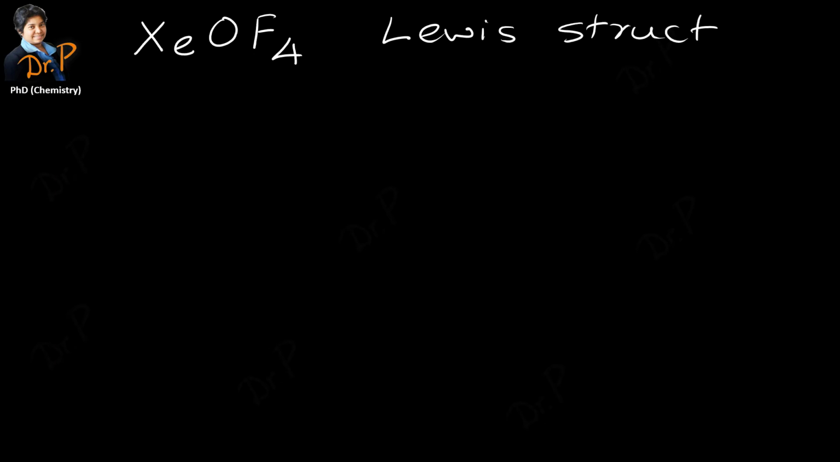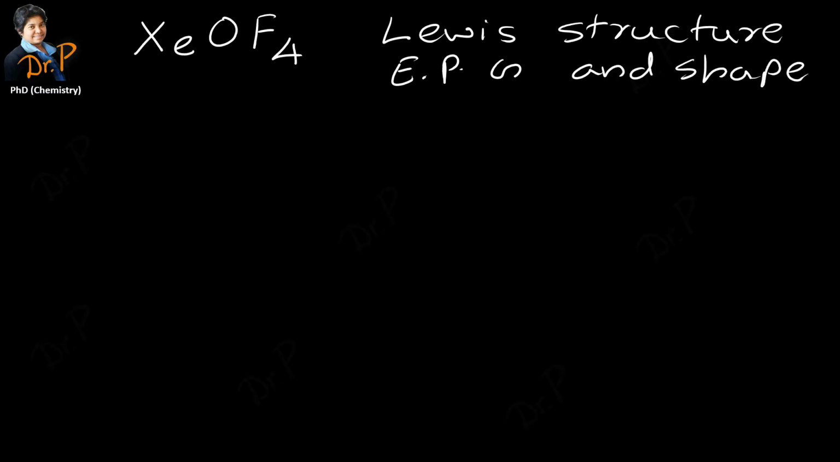Draw the Lewis structure for this given formula. First, draw the Lewis structure and then find the electron pair geometry around the central atom, electron pair geometry and shape. Pause this video and first try it yourself.